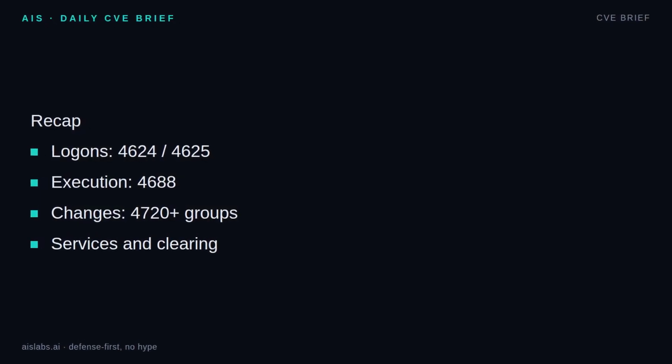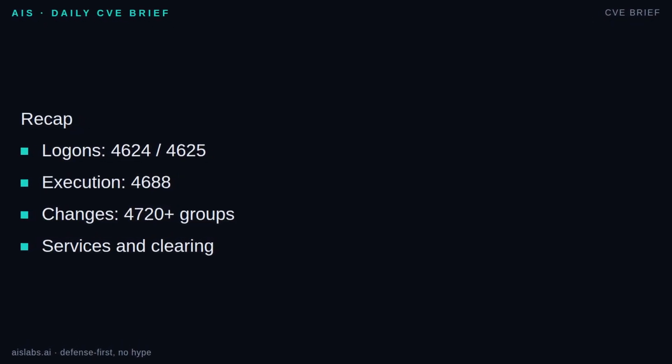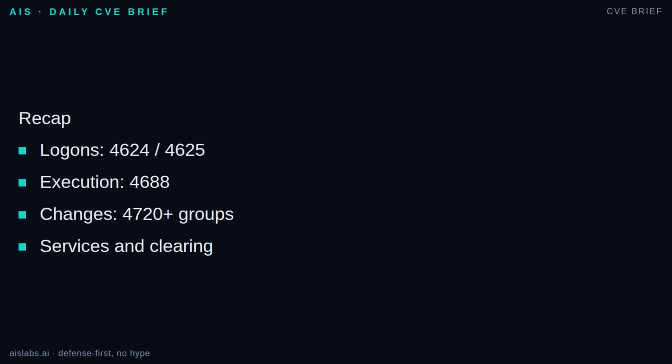Recap in 3 beats. First, logons are the backbone. 4624 for success, 4625 for failure. Second, execution needs 4688, and command line auditing must be enabled first. Third, account and system changes are where many serious cases become visible. 4720, 4728, 4732, 7045, and 1102. Do not collect Windows logs by weight. Collect them by the detections they support.